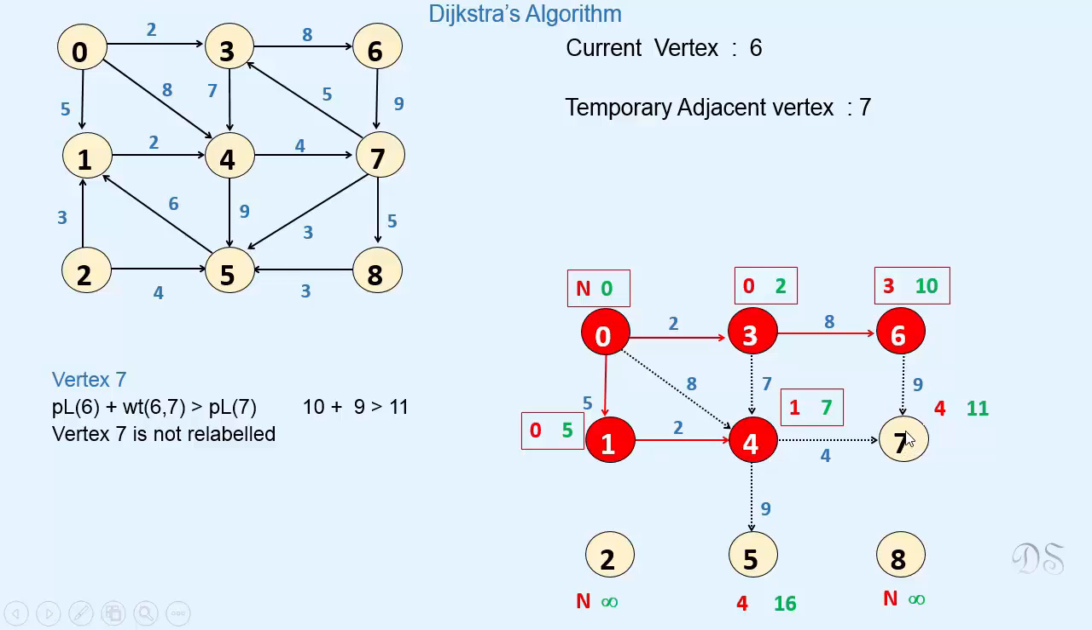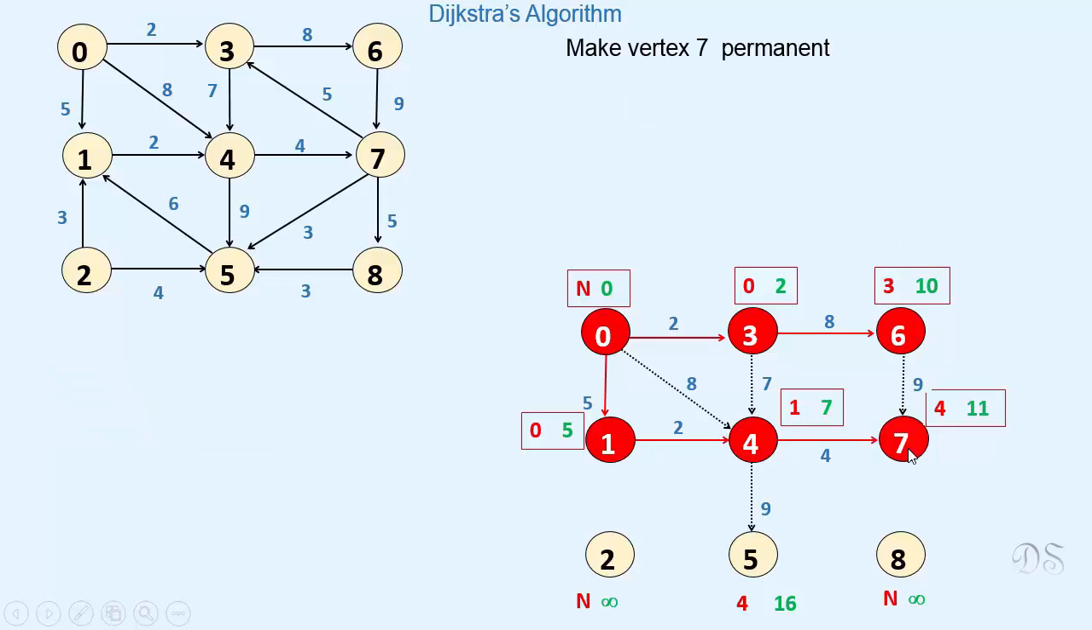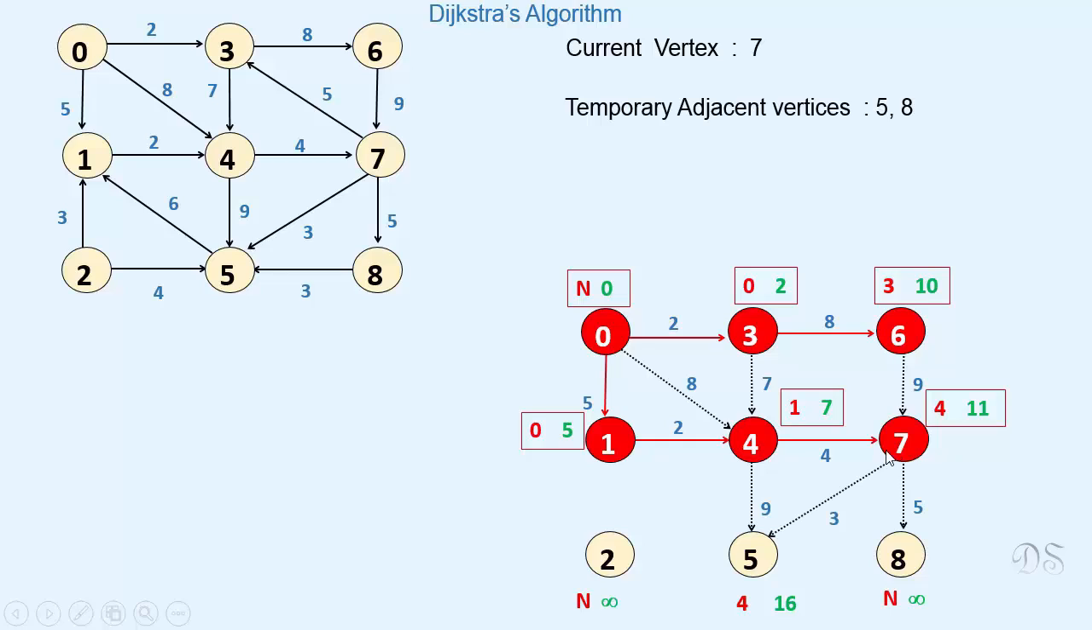Now from all the temporary vertices, this vertex 7 has a minimum path length. So now we'll make vertex 7 permanent and now this vertex 7 is our current vertex. Now vertices adjacent to this vertex 7 are 5 and 8 and both of them are temporary. So we'll examine these vertices 5 and 8.